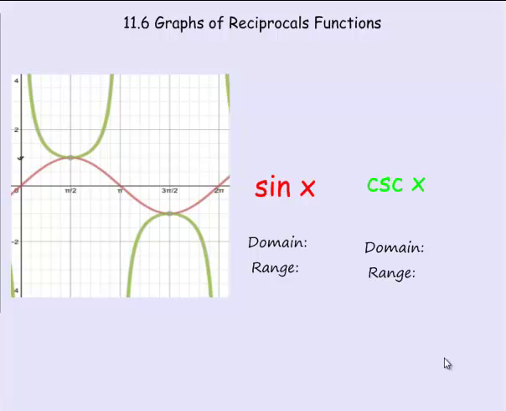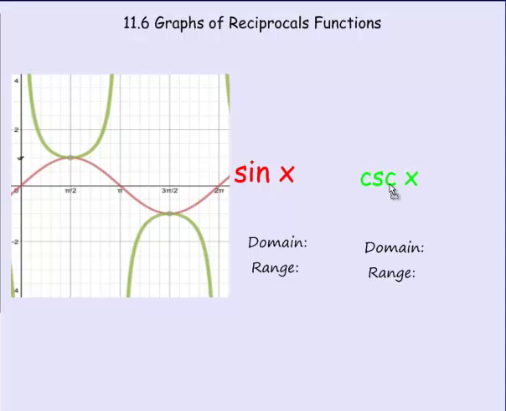Finally, we get to look at the graphs of the reciprocal functions. Look how funky these things look. So down here, once again, color coordinated, we have our sine graph, and it's in red. And then we have our cosecant graph, which is in green.